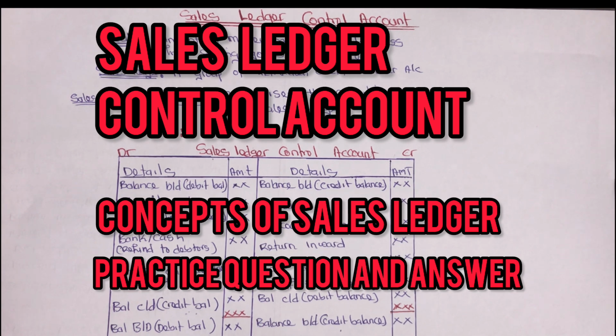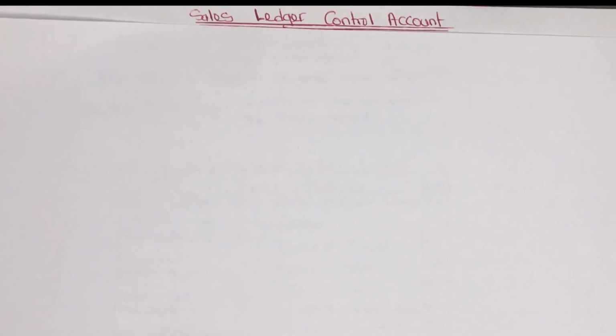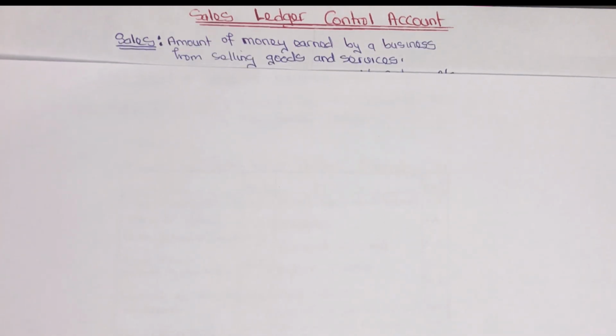In today's video, we are looking at the sales ledger control account. To better understand it, I'm going to break the definition into subtitles. The first one is sales. So what is sales? Sales is the amount of money earned by a business from selling goods and services. When a business sells goods and services, in return they get revenue. That revenue is called sales.